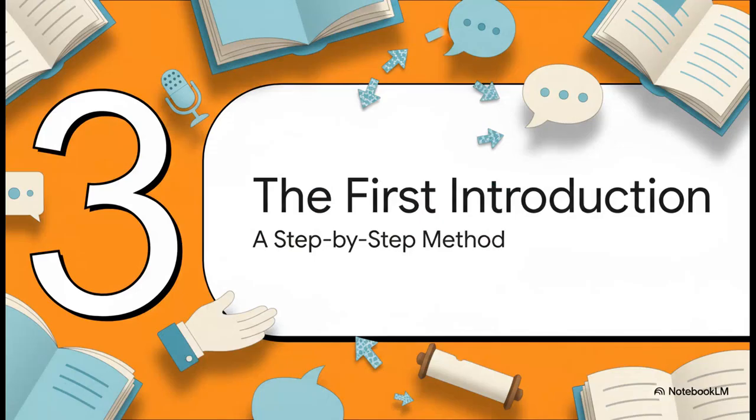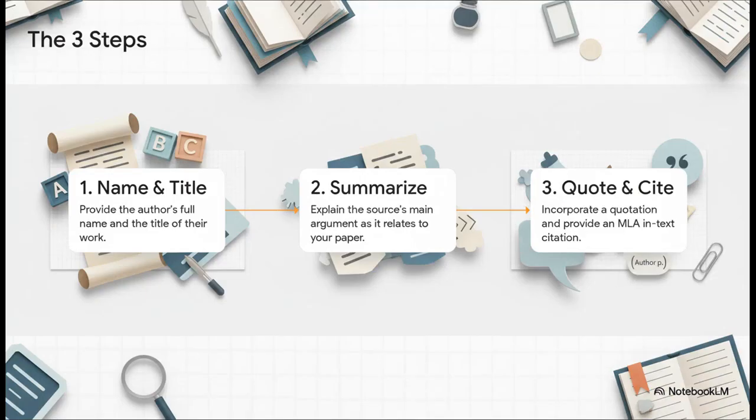All right, this is the real core of our explainer. How do you make that perfect, polite first introduction? Don't worry, we're going to break it down into a simple, totally foolproof method. It all boils down to these 3 essential steps. First, you give the author's full name and the title of their work. Second, you briefly summarize their main point, especially how it relates to your argument. And third, you weave in your quote and tack on the proper MLA in-text citation.